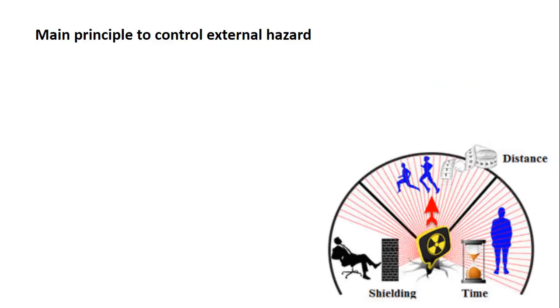Next topic is the main principles to control external hazards. These include distance, how much distance should be maintained when radiation is being emitted; time, for how long the radiation could be provided; and how much shielding is necessary to protect the persons present in the vicinity of that equipment or source of radiation.